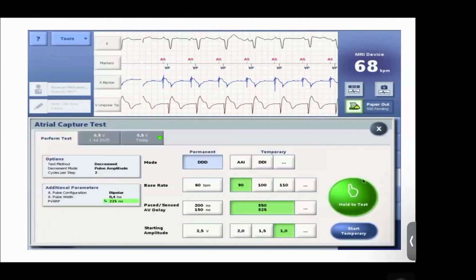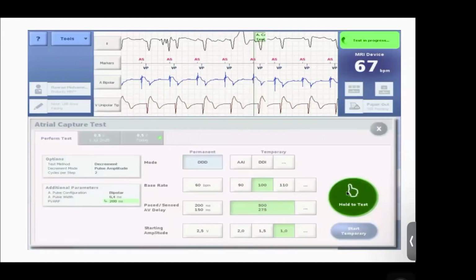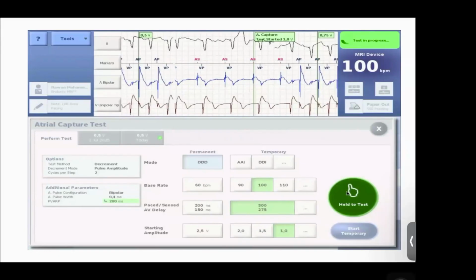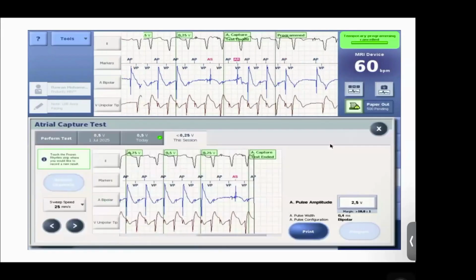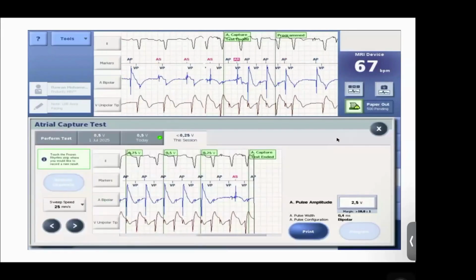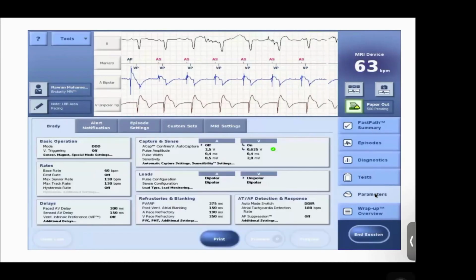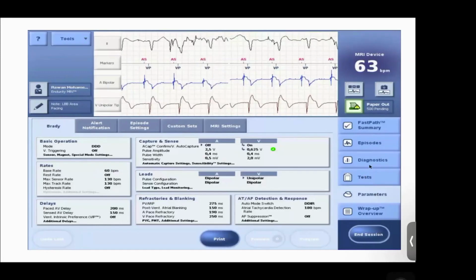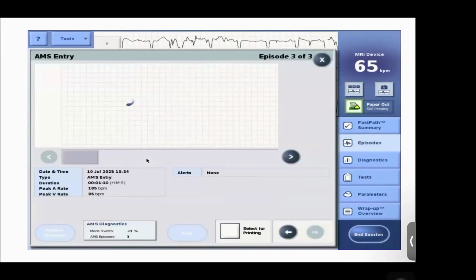threshold first in DDD, as the patient had a complete heart block. So atrial pacing, capturing at 0.75, 0.5, 0.25, and loss at 0.25. So our right atrial threshold is 0.5, and we will adjust the parameters, decreasing the amplitude to be double the threshold. And here we check the episodes.